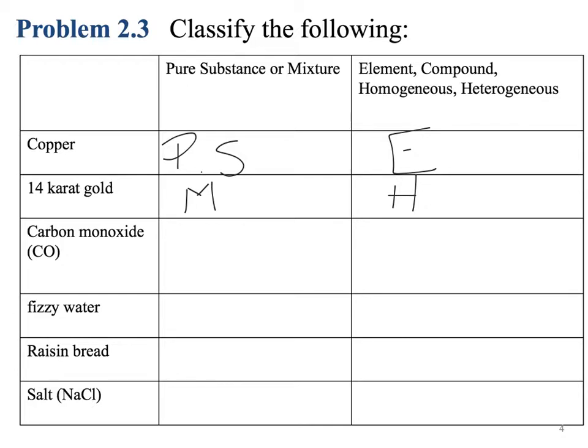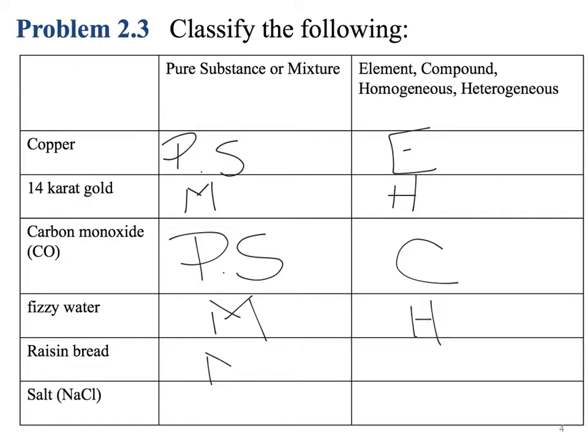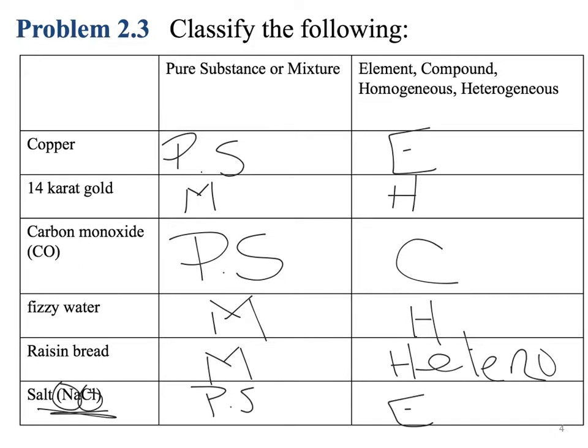Carbon monoxide, as we see here, CO, has two different types of elements, so it's a pure substance, a compound. Fizzy water is a mixture, and it's a heterogeneous mixture. You can see the gas, you can see the liquid. Raisin bread is a heterogeneous mixture. And sodium chloride salt, like this, you see we have sodium and we have chlorine, so it's a pure substance, a compound.